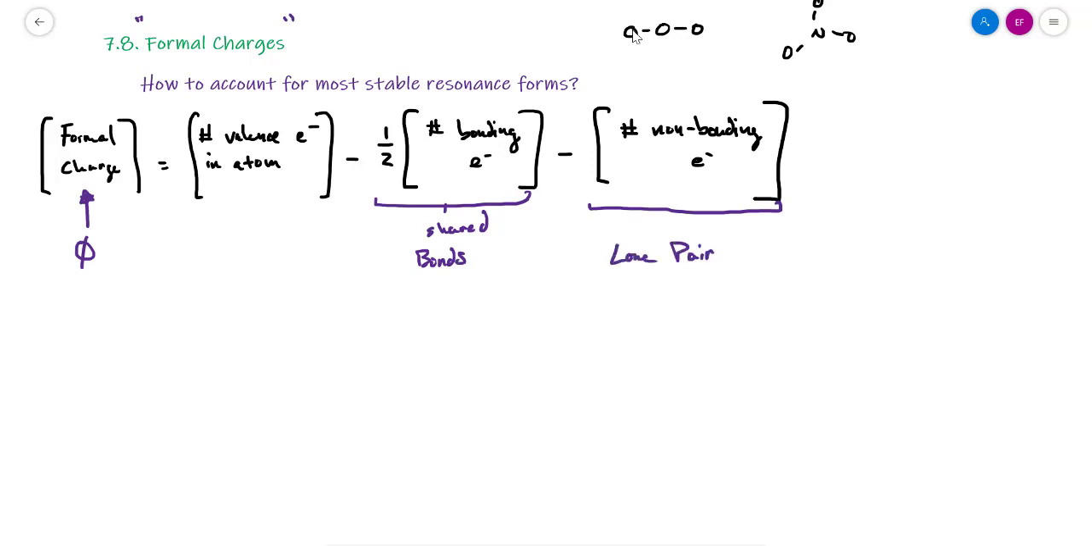If we have more or less than the number of valence electrons that we originally have being used in bonding or non-bonding, then we'll end up with a formal charge that's non-zero, and that can be net destabilizing for that resonance form. So we'll walk through some examples to highlight how to think about this formally.